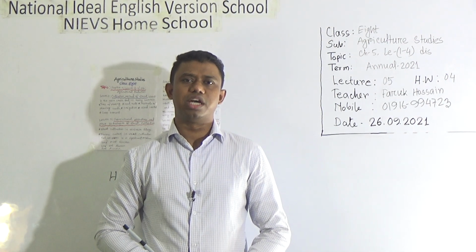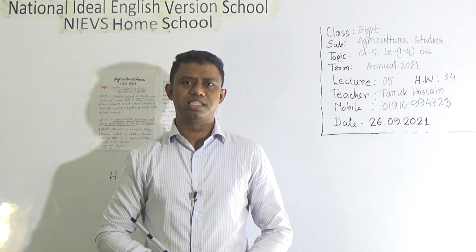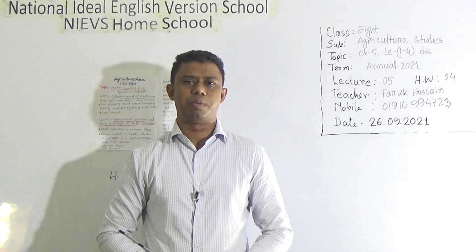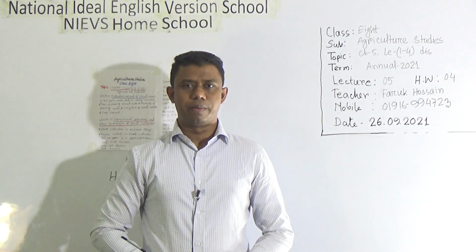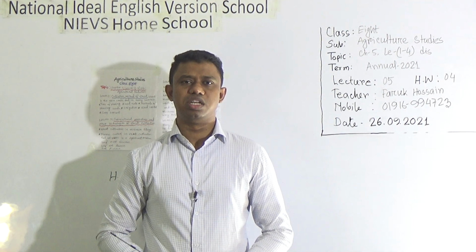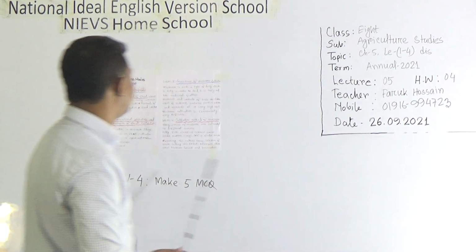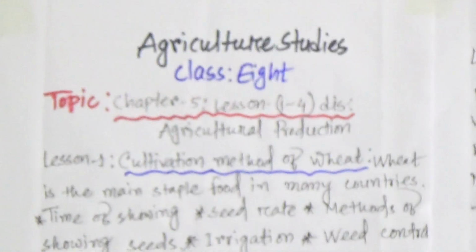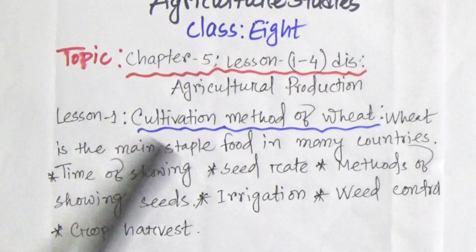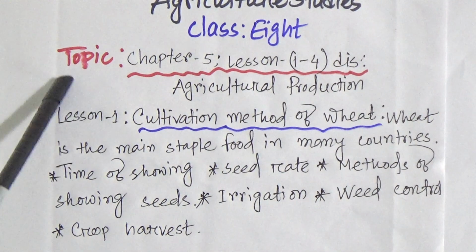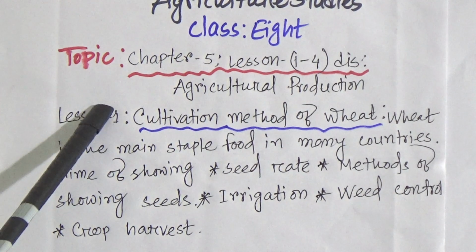Now I am going to conduct your Agriculture Studies class for the students of class 8, and our today's topic is from chapter 5, lessons 1 to 4 discussion. Students, I have summarized the 4 lessons here, and hopefully after observing all this, if you go through the book, it would be clear to you what's written in the book.